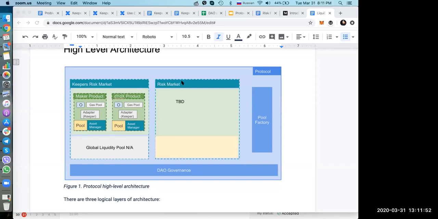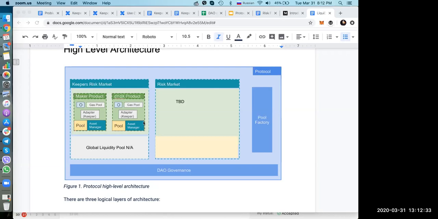The first layer is a protocol layer, and it includes 2 basic functions. First of all, the DAO governance that makes a lot of decisions around each product and the protocol itself. And the second big component is a pool factory. It's a smart contract which is responsible for the deployment of different types of pools. The second level of protocol is risk markets.